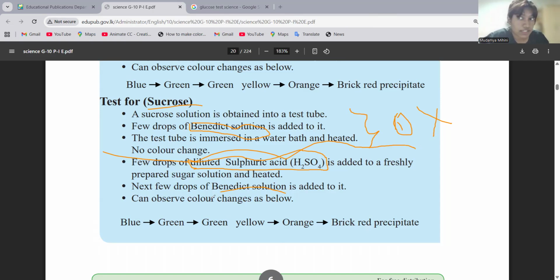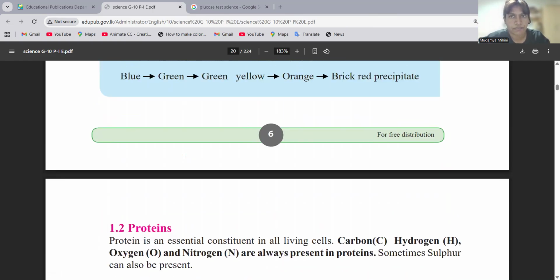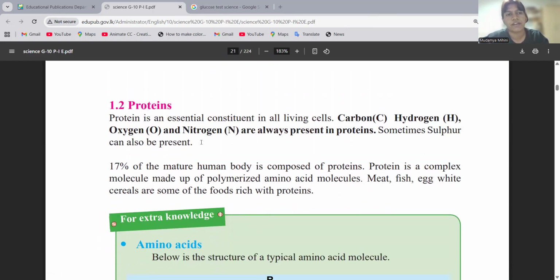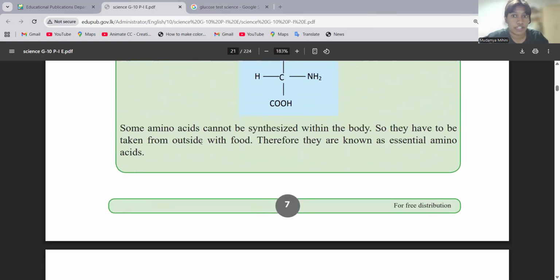And that's when you can see the color change. So with the Benedict solution, the different thing here is H2SO4, the diluted sulfuric acid. This is very important for you guys to remember because you might forget this for sure, because I did. And it's the same color change: blue, green, green yellow, orange, and brick red precipitate. So that's about the carbohydrate tests.